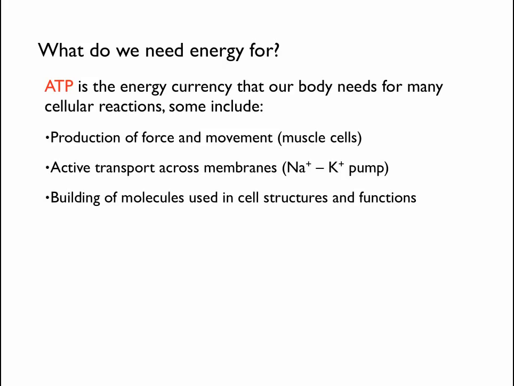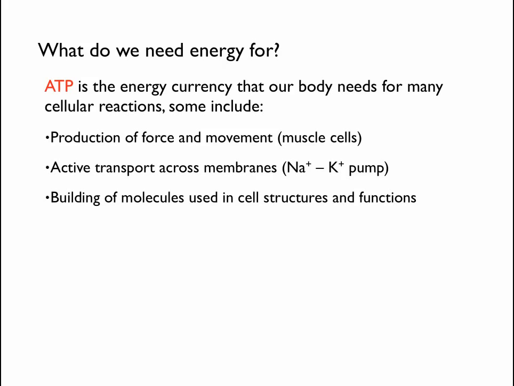So the first thing we're going to cover is, what do we need ATP for? Well, we can really think about ATP being the energy currency that our body needs for many cellular reactions. What this means is it's pretty much the only molecule that our body can use for energy. So it can't just take the food that we eat and directly use it in cellular metabolism. It has to be first converted to ATP.